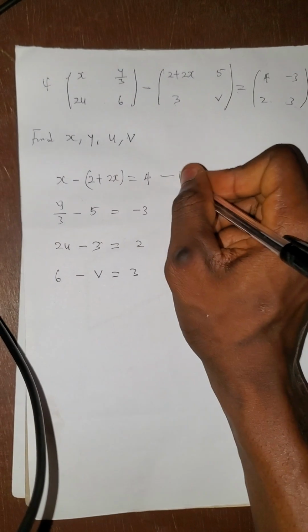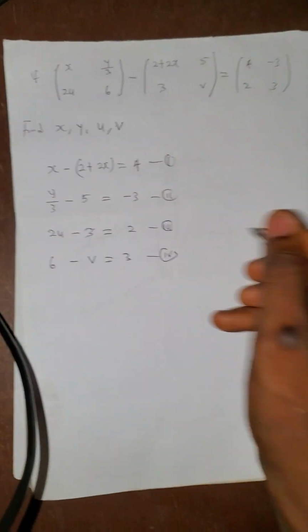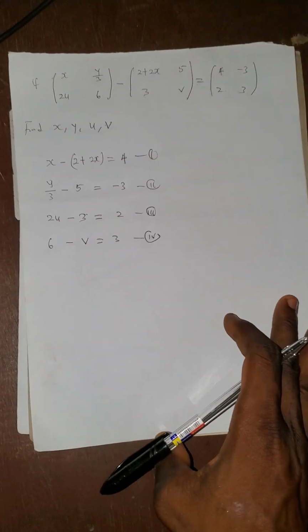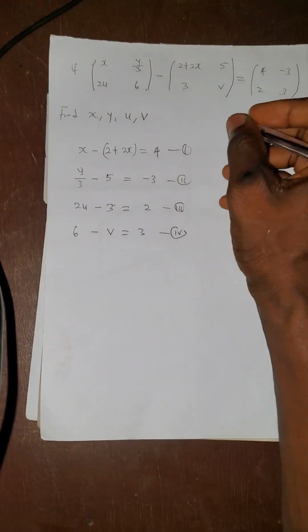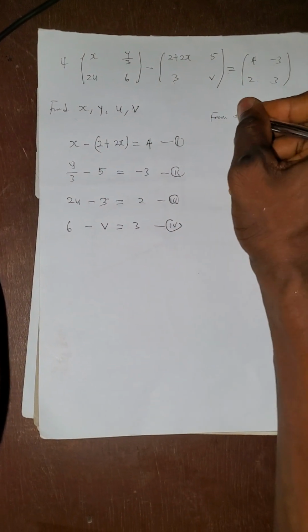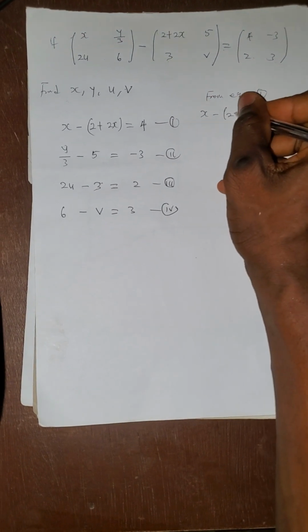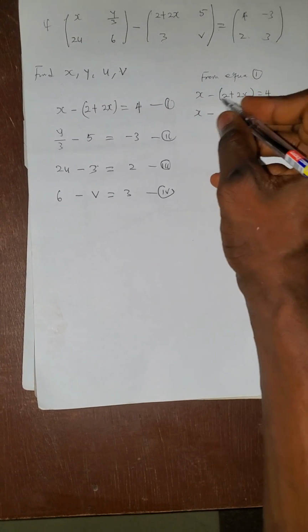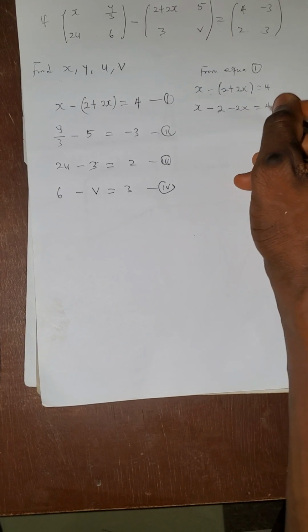Now, this is equation 1, equation 2, equation 3, equation 4. We have to find x, y, u, and v. Now, since we are asked to find this, I can solve this from any equation. From equation 1, I have x minus (2 plus 2x) is equals to 4. Let's open this bracket. Minus this will be minus 2. This will also be minus 2x is equals to 4.